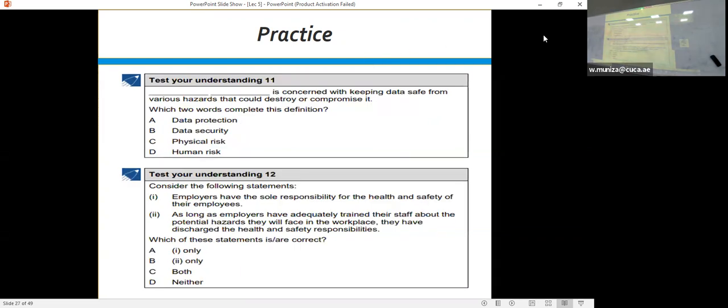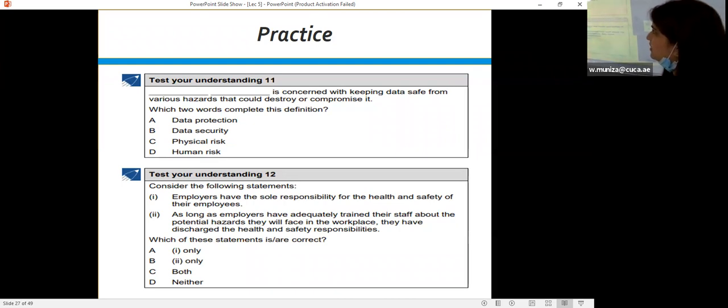Okay, understanding number 11. Dash is concerned with keeping data safe from various hazards that could destroy or compromise it. Which two words complete this definition? Data protection, data security, physical risk, and human risk. Which one is it? We have seen this definition also. We have read this definition in our slides. Dash is concerned with keeping data safe from various hazards that could destroy or compromise it.